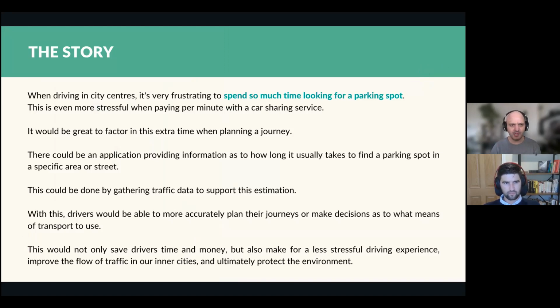But think about when you're driving in city centers and how frustrating it is to spend so much time looking for a parking spot. This is also even more stressful when paying per minute if you're using a car sharing service, for example. So it would be great to factor in this extra time when planning a journey. And there could be an application that provides this information into how long it usually takes to find a parking spot in a specific area or street. This could be done by gathering traffic data that already exists to support this estimation.